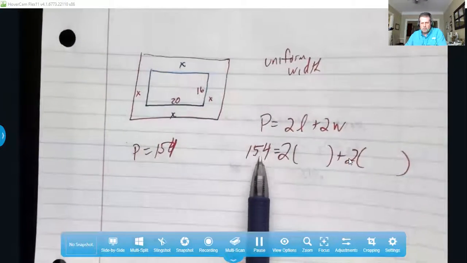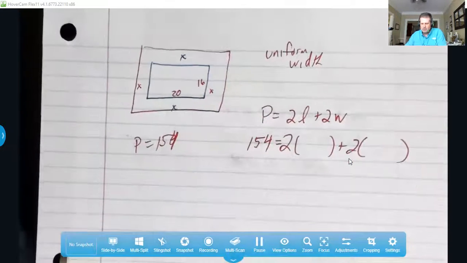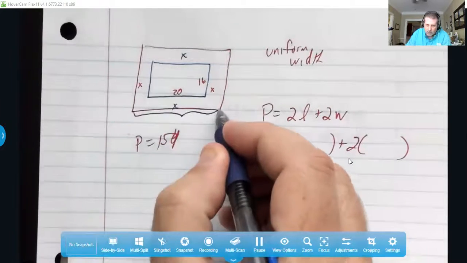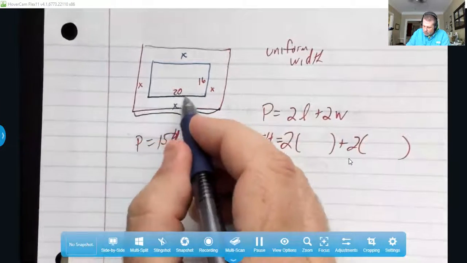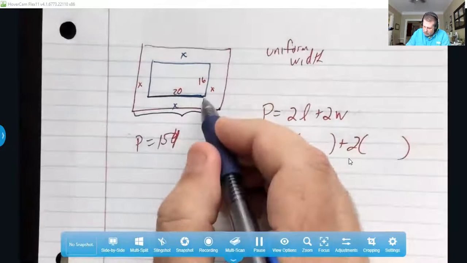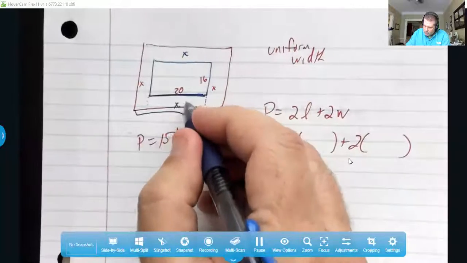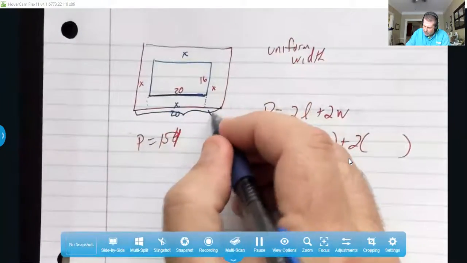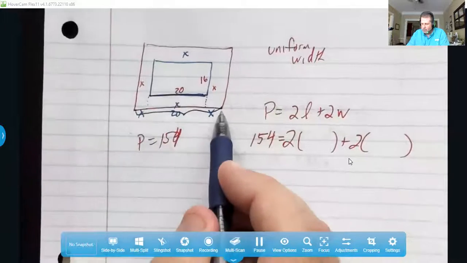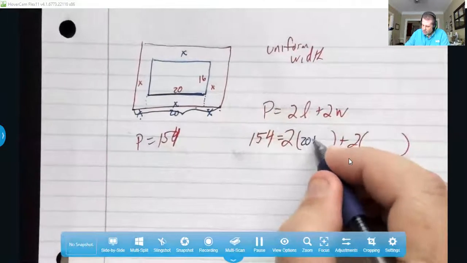So if my perimeter is 154 feet, I need my length. Okay, here's the length. Well, how much is the length? How much is it from here all the way to here? Well, I know this much is 20, but I need the whole distance. Well, if we draw a line here and draw a line here, isn't that still 20 right here? But then I have x here and x here, right? So from here all the way to here is going to be 20 plus this x, which is 20 plus 2x.